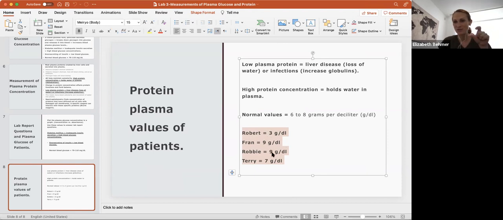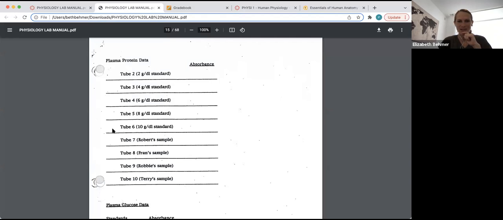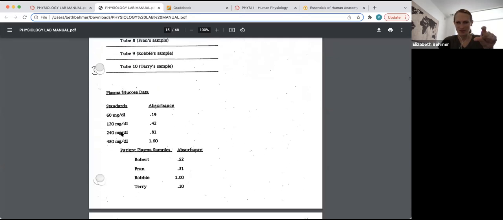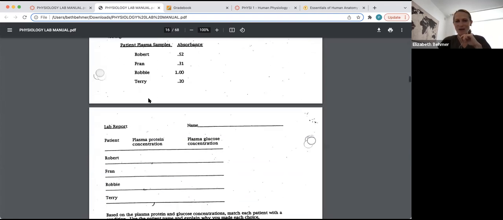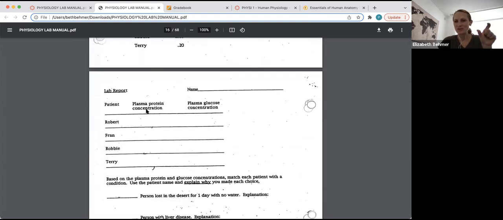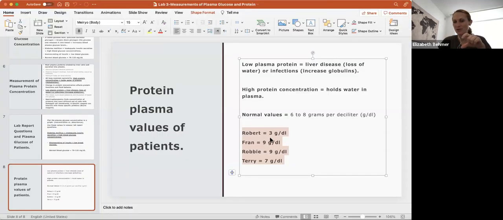So you can see that a couple people are out of the normal range. But what you need to do for the first part of your lab report is, I'll show you back in the lab report, and I'll come back to the plasma glucose data because I'll show you how to use that to make a graph. For the plasma protein concentration of Robert, Fran, Robbie, and Terry, you literally just copy and paste the data that I give you from this PowerPoint. Robert is 3 grams per deciliter, Fran is 9, Robbie is 9, and then Terry is 7.